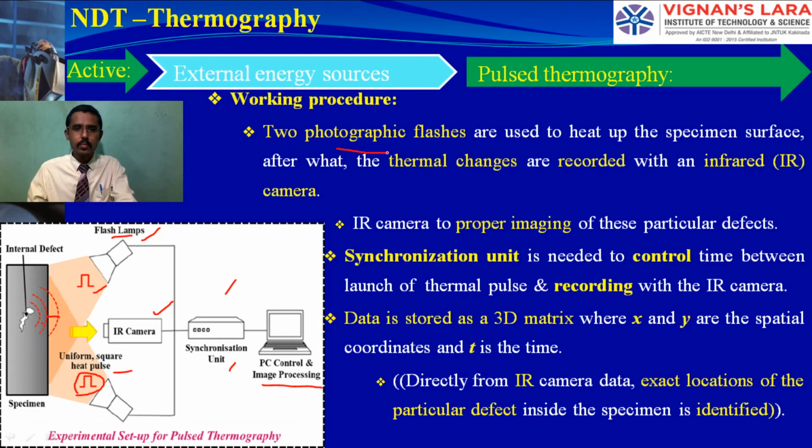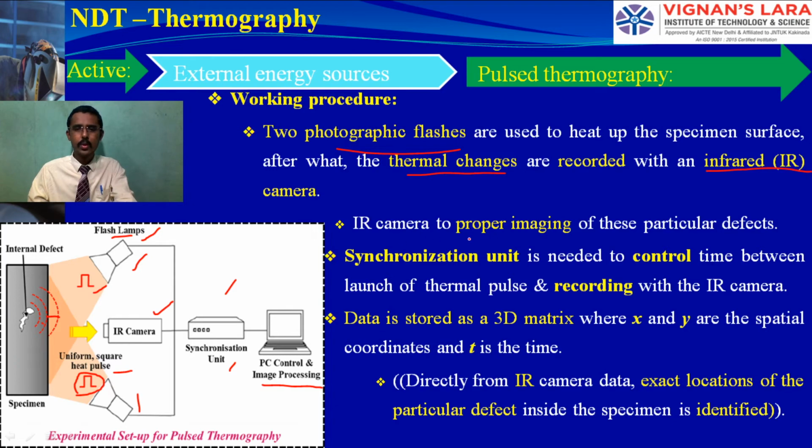Two photographic flashes, one at the top, one at the bottom, or maybe at the two sides, are used to heat up the specimen surface. After that, the thermal changes are recorded with the infrared camera. Because of heat, flash lamps or halogens, generally a heating element, wherever the light source is there is heat. So that the thermal changes are recorded.